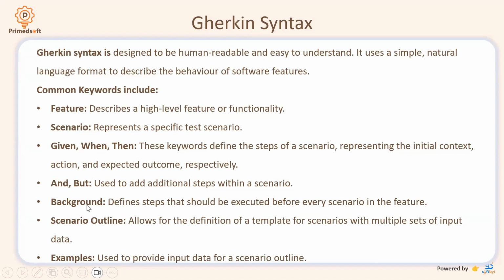Background is usually used when you are doing your automated test. Background defines steps that should be executed before every scenario. So we don't usually use background when we are writing our manual test cases, but you always use background when you are doing your automation. Don't worry, you will see that. Scenario outline also allows for the definition of a template for scenarios with multiple sets of input data. You will also use that when you start doing your automation. Examples, you can also use when you are doing your automation as well.